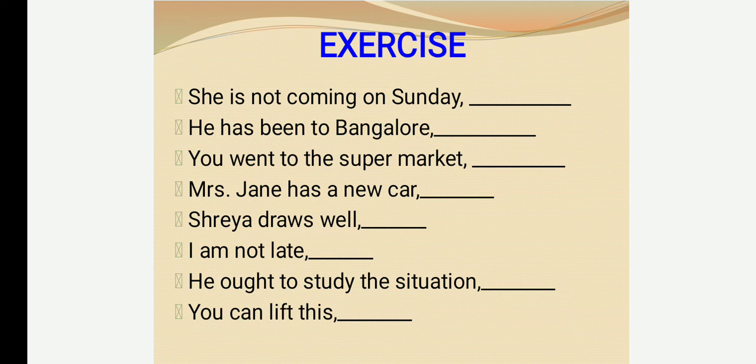Shreya draws well. Simple present. Shreya is singular, draws, so we have to use the helping verb does. The sentence is in positive form, so we have to use not. Doesn't she. So that is the right answer. Try the following next 3 questions.